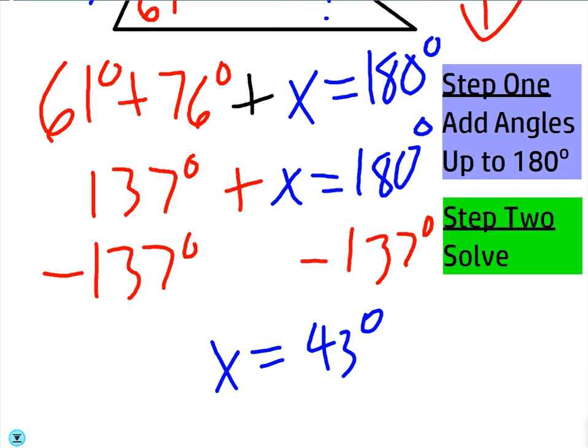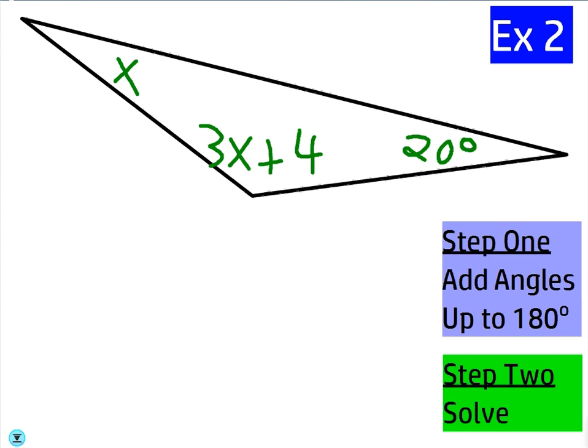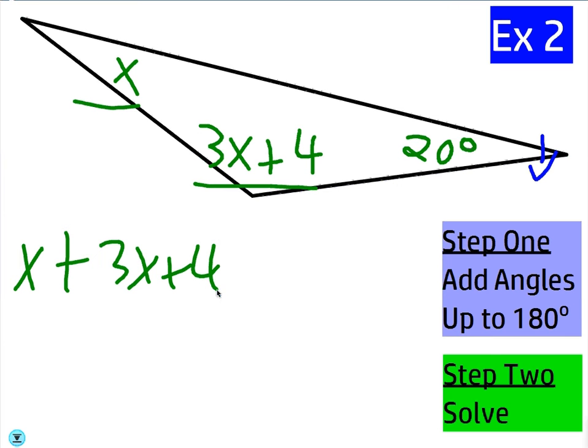Pretty simple. Let's go to a little bit more involved one involving variables. Well, the steps are going to be the same. We're going to still take all three of these and add them up to 180. So we have the first angle, which is just called X. Second angle, we're going to add 3x plus 4. Third angle, 20 degrees. That's going to be equal to 180. Kind of like when we solved supplementary angle equations, except now we have triangles. They have 3 angles.